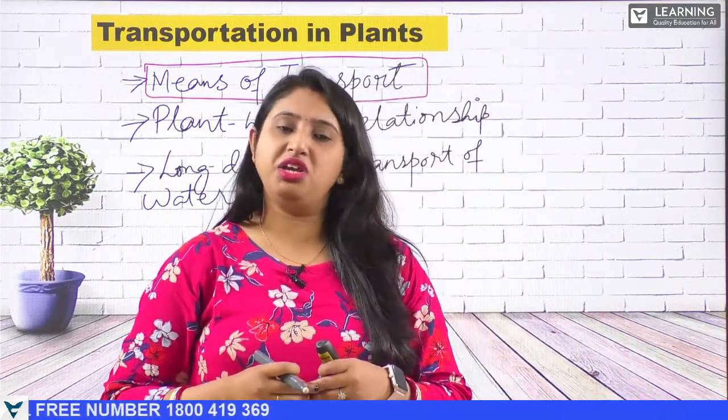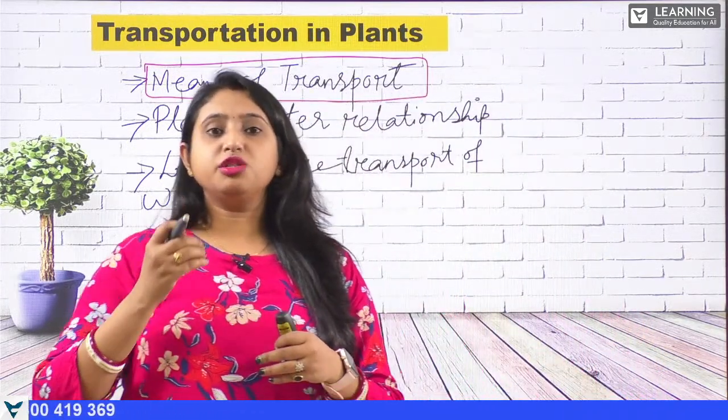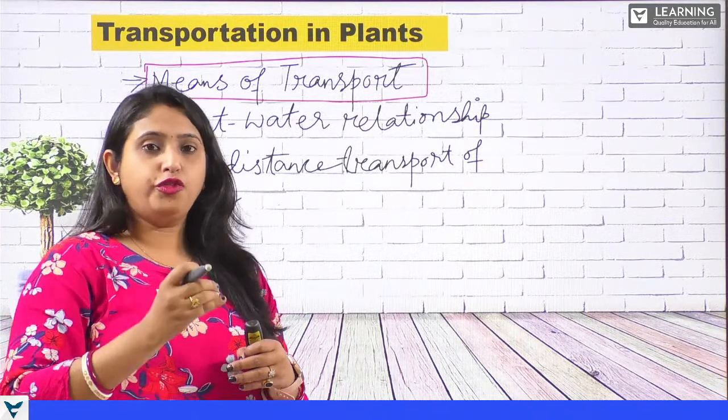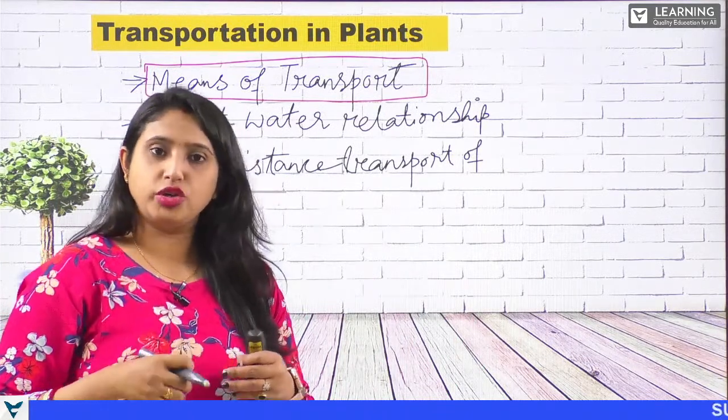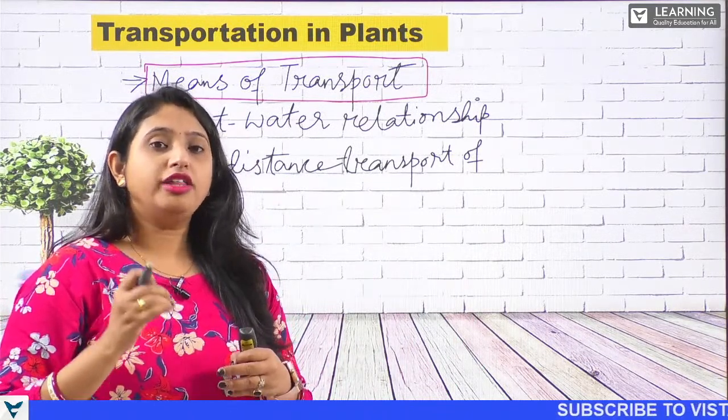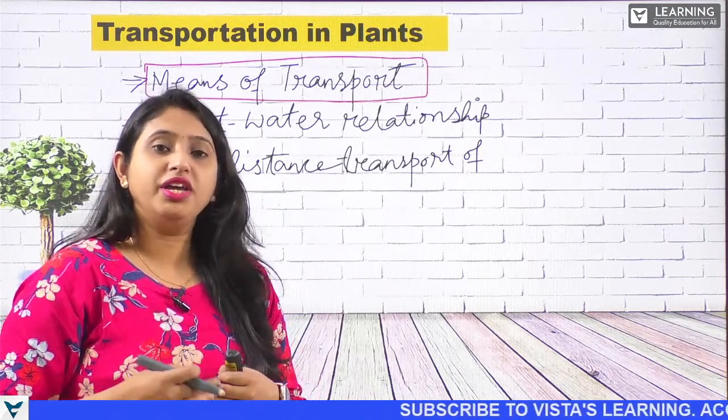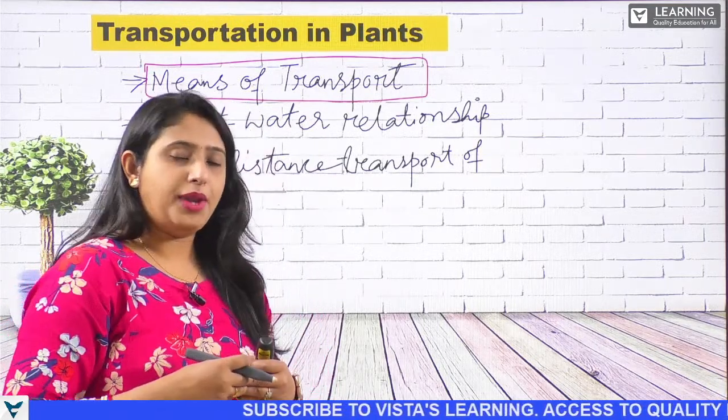So there are various means, that is, the process of diffusion, facilitated diffusion, and active transport. By the process of these, the minerals are transported in the plants, okay?